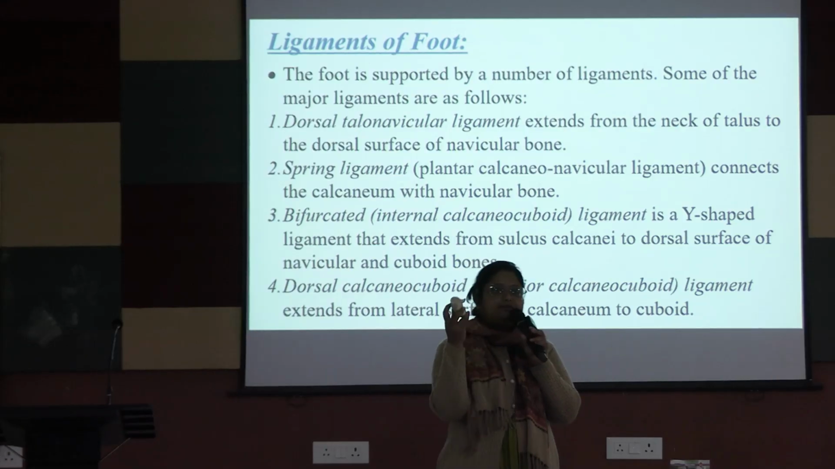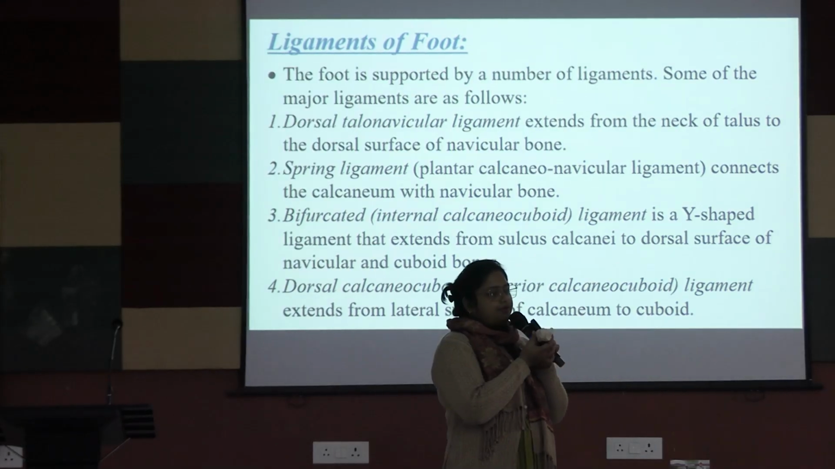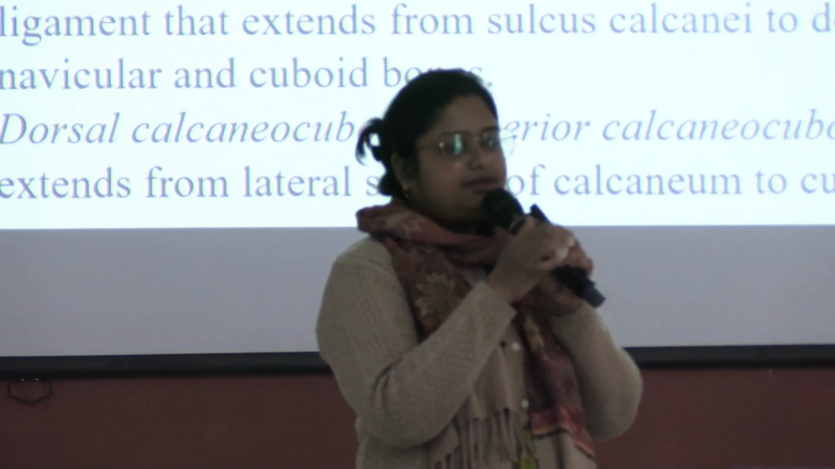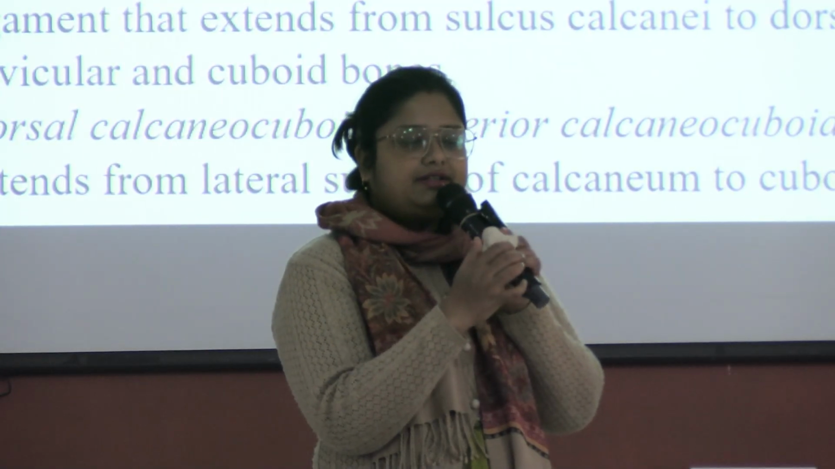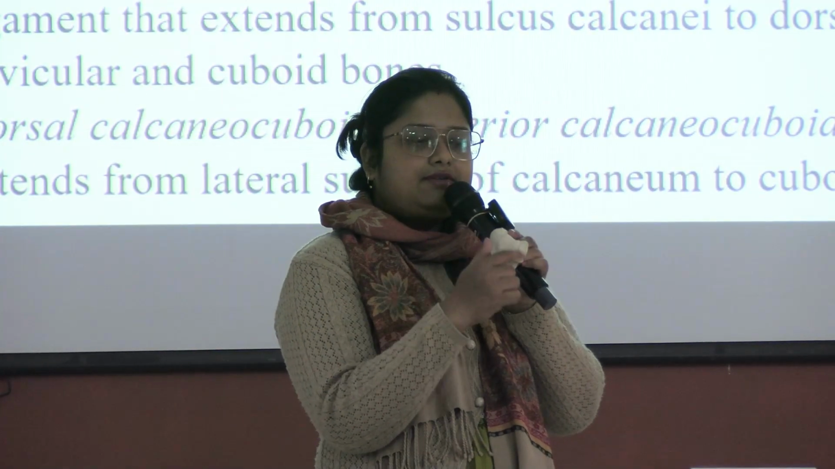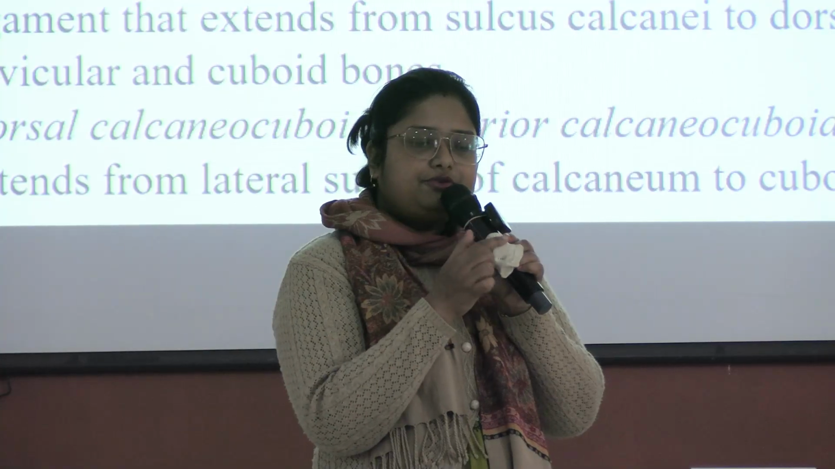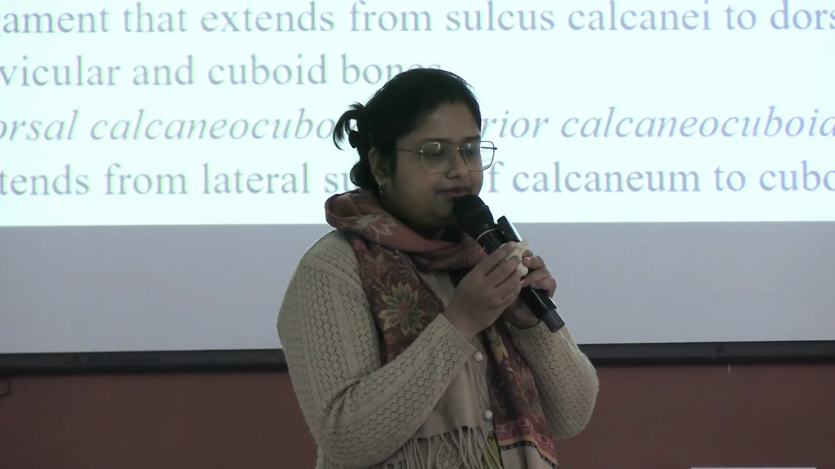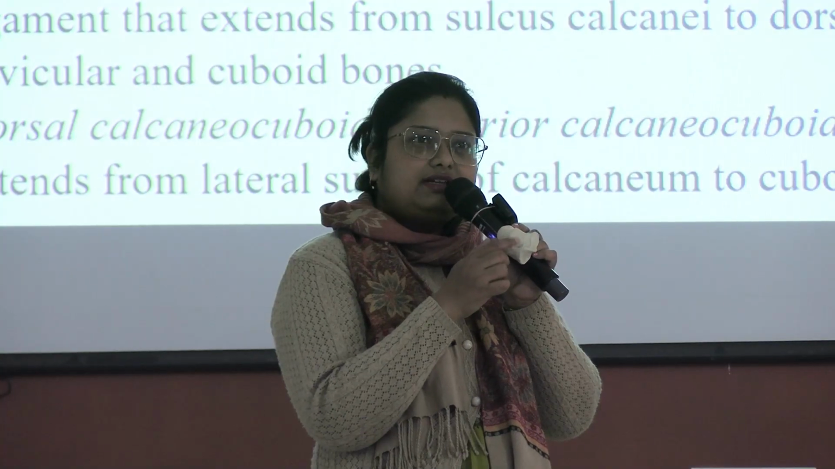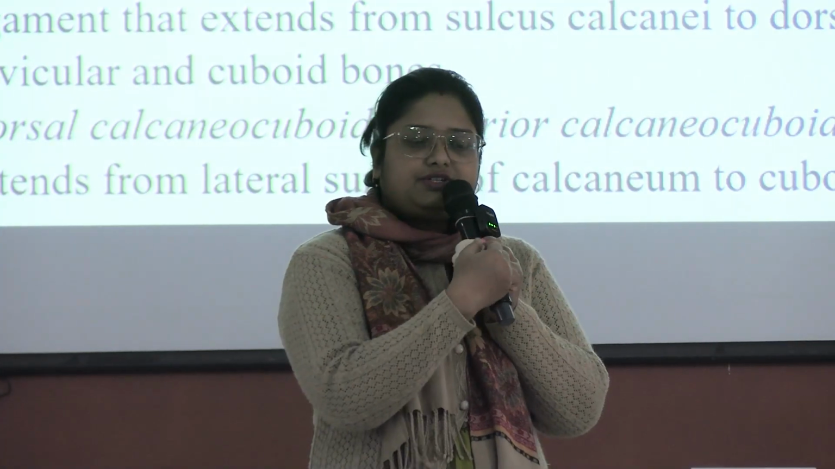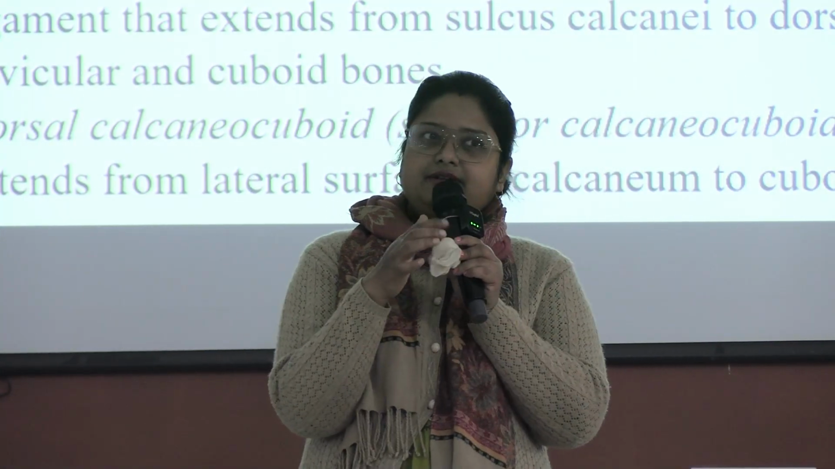See, this is the calcaneum, an individual bone. On the superior surface, these are for the talocalcaneal joint. This part forms the anterior talocalcaneal joint, and this part forms the posterior talocalcaneal joint. Here you can see one groove. This is forming the sulcus calcanei, and this projection is known as the sustentaculum tali.